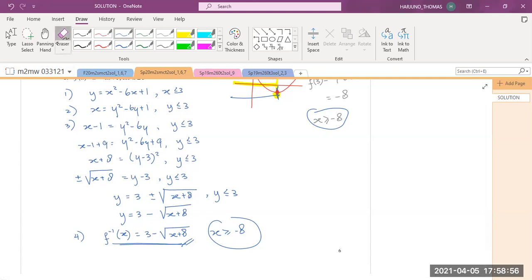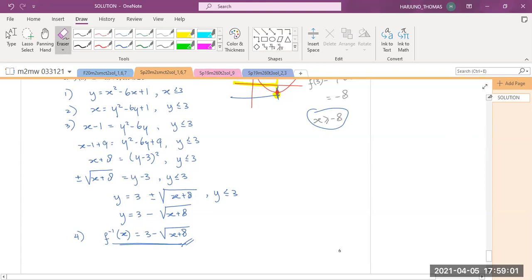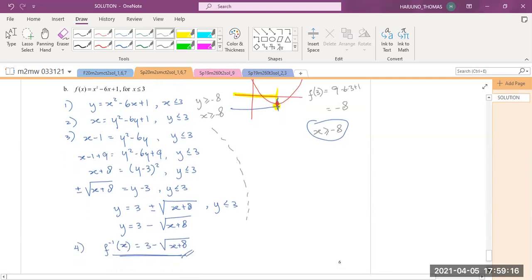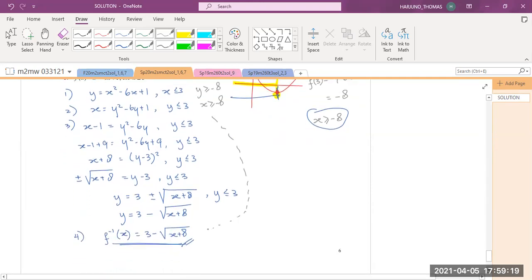So because of that, you don't need to write this down. Let me write it as a shadow instead so that you see what happened there. So this is y is at least negative 8. This becomes x is at least negative 8. Now x is at least negative 8 in the inverse turns out to be the natural domain. So I don't need to write it explicitly anymore. But if you do, you are fine.